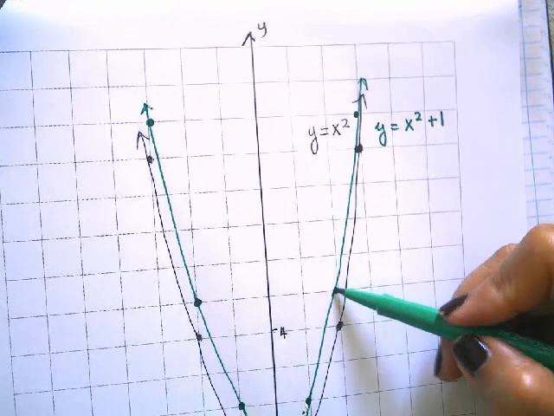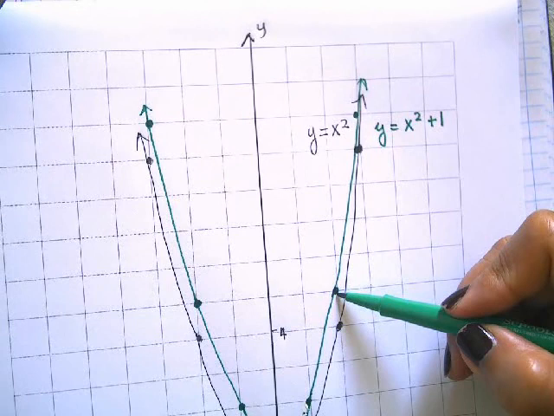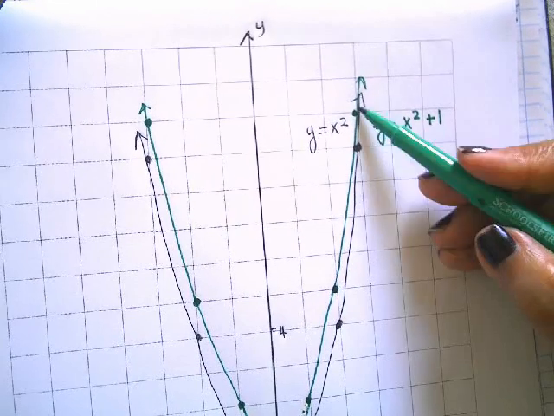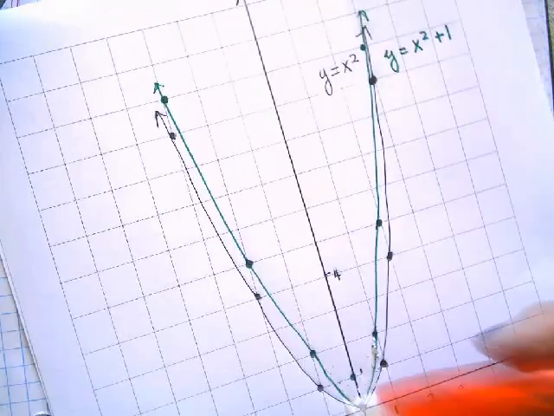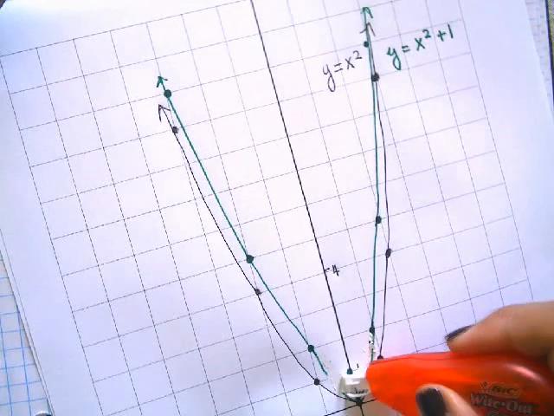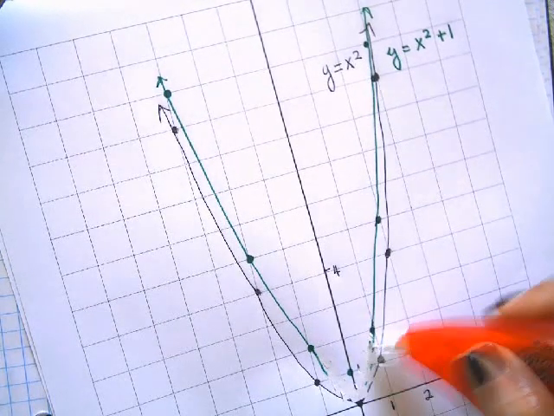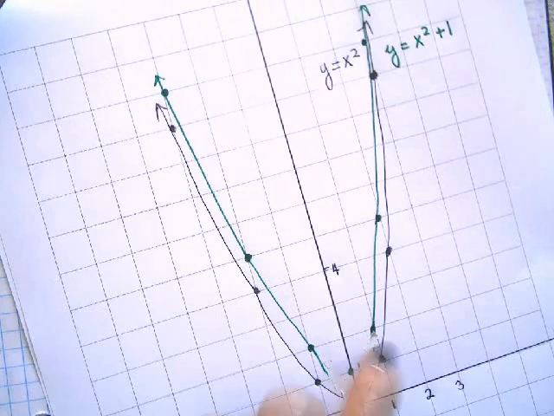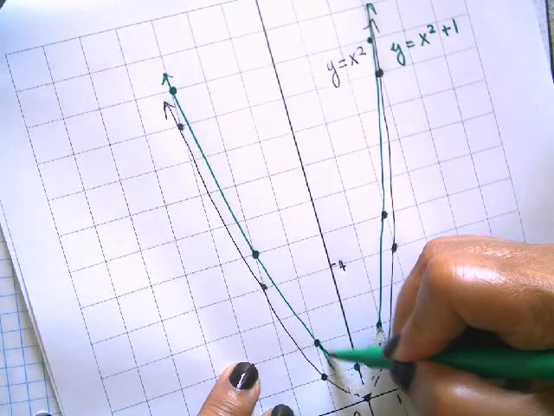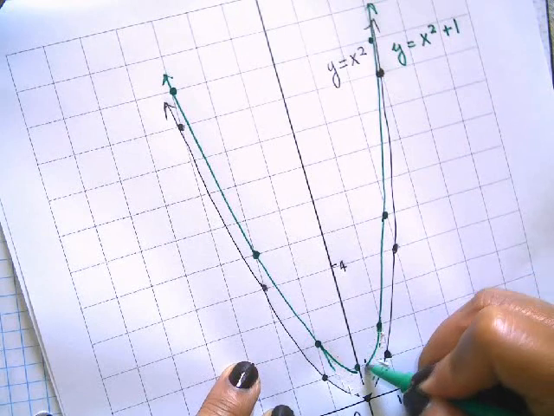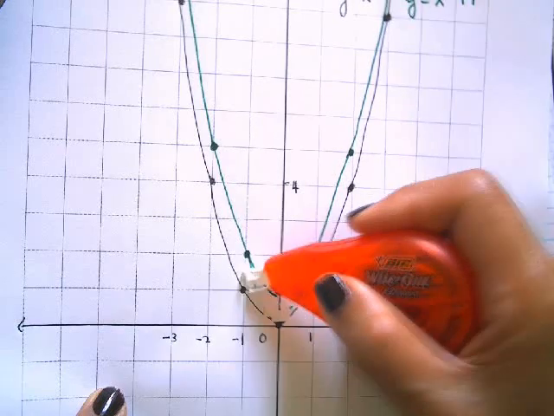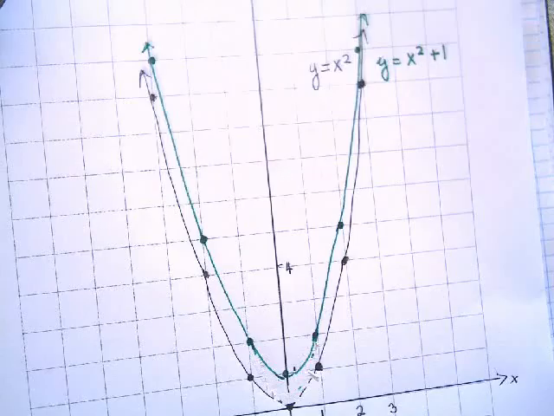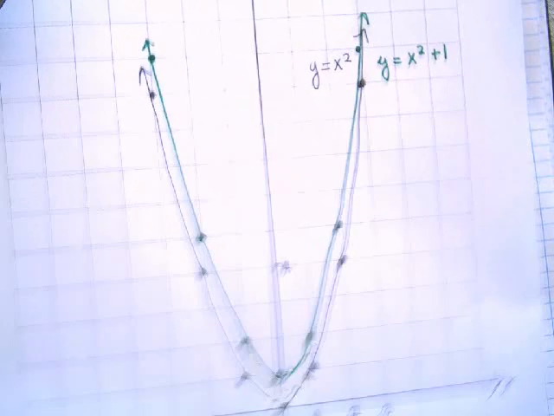So I noticed that when we put plus 1, all the points went 1 unit higher. 1 from here, it went here. Oh no, I made a mistake. This is supposed to be the vertex. When x is 0, y is 1. So it's supposed to be here, like that. Maybe you noticed that. So this is the graph of y equals x squared plus 1. We said everything went 1 unit higher.